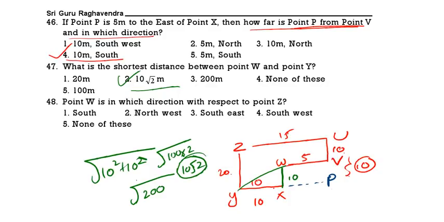10 root 2. In which direction is W with respect to Z? So this is Z, this is W. So direction is south east. 3 answer. See the next question.